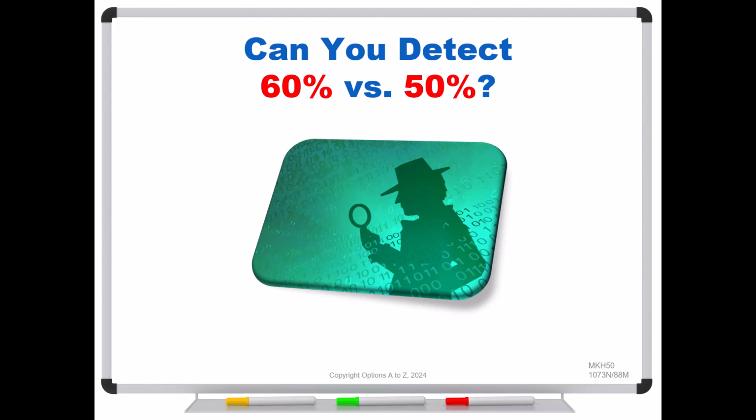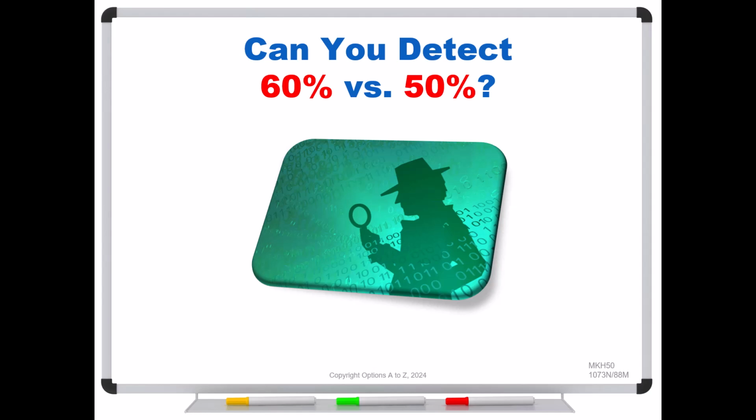He had a handful of winners. It might have been 10 or 15, 20. But the question was, let's assume that we have two coins, one that comes up heads 50% of the time and another that comes up heads 60% of the time. And the question is, can you detect the 60% coin versus the 50% coin?